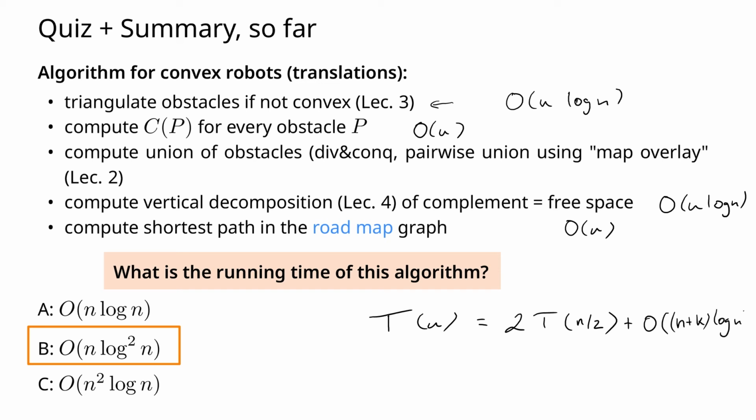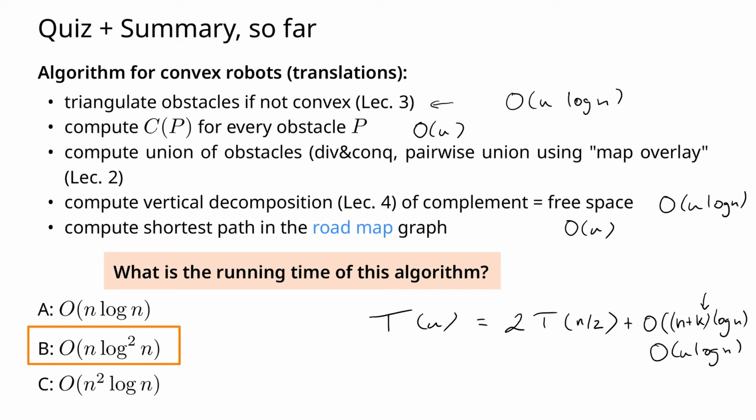log n. So k is the number of intersections. That also corresponds to the boundary intersections that are vertices also of the union. So we know that this is also linear. So we know that this is of order n log n. So we have a recurrence 2 times T(n/2) plus order n log n.